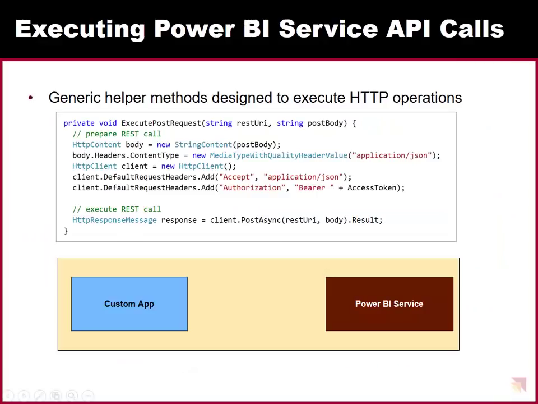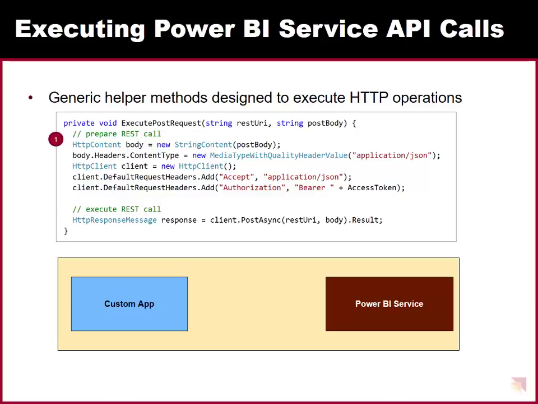Okay, before I jump into the sample code, let me walk through a couple of the pieces of code that you're going to see. In order to create a dataset or to add rows to a dataset, you need to be able to make a post request. So I have an execute post request helper method that takes the URI of the target and another string parameter, which is the post body that we want to send in. First, we'll create an HTTP content object, which will serve as the body of the post request, and set the content type to application/JSON.